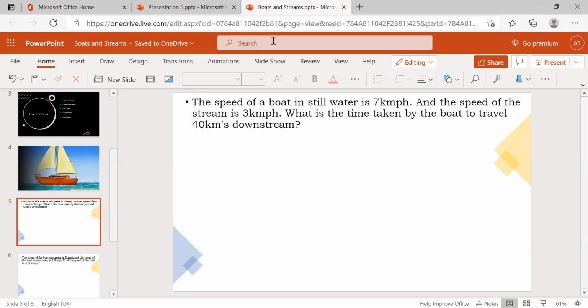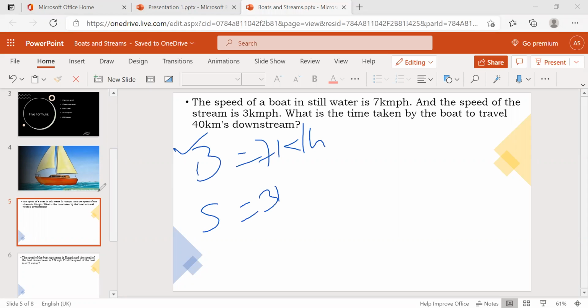Now, just see here. What do we have? First, we have the boat speed. Boat speed is 7 kilometers per hour, given in the question. This is in still water, so there is no flow, only boat speed. Stream speed is 3 kilometers per hour, given in the data.